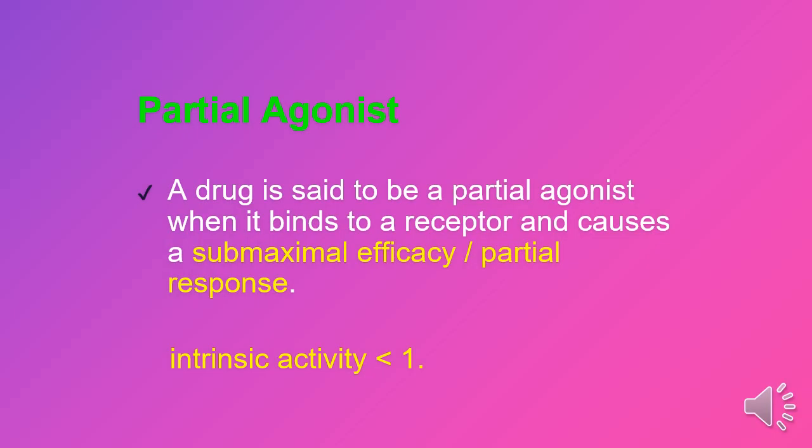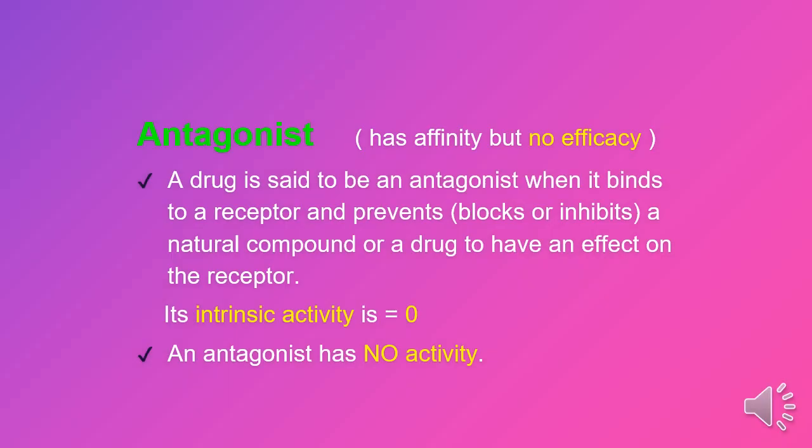What is a partial agonist? A drug is said to be a partial agonist when it binds to a receptor and causes a submaximal efficacy. That is, a partial response will come, but not the one that we require. It would be less than desired, less than 1. An antagonist has affinity but no efficacy.